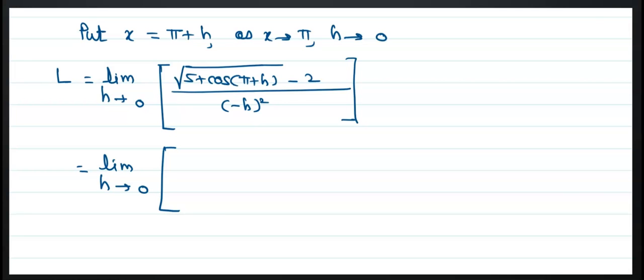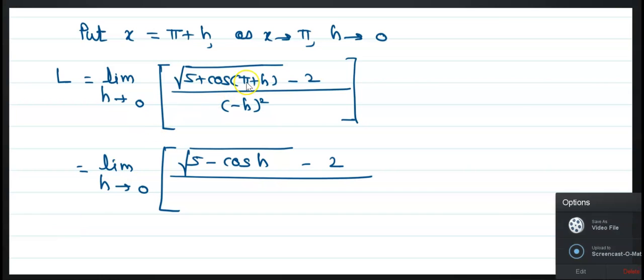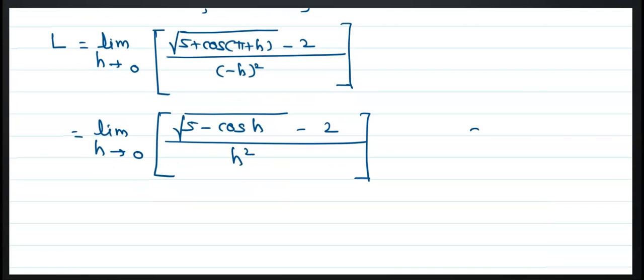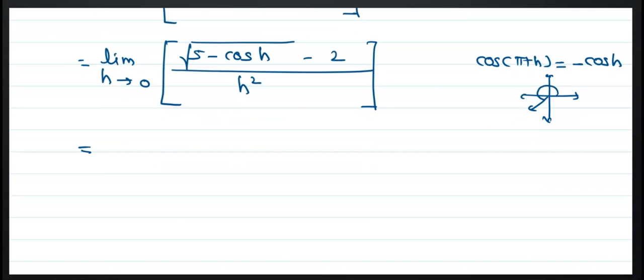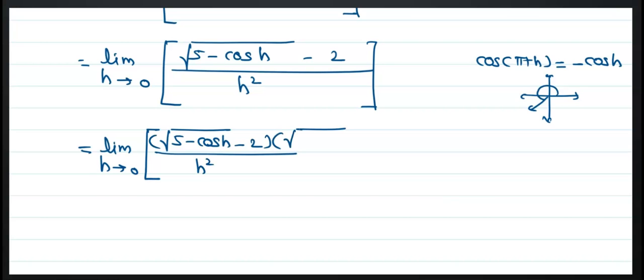Limit h tends to 0 of root of 5 plus cos of pi plus h. Now the cos of pi plus h goes in the third quadrant, and cos of pi plus h is minus cos h, minus 2 upon h squared. So cos of pi plus h is equal to minus cos h, as it goes in the third quadrant. Limit h tends to 0 of root of 5 minus cos h minus 2.